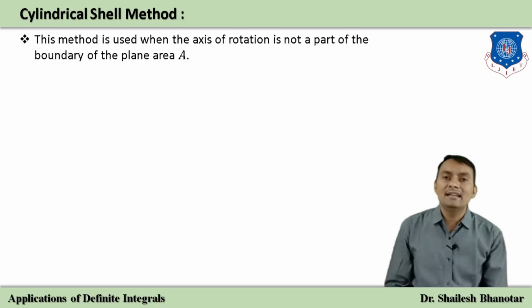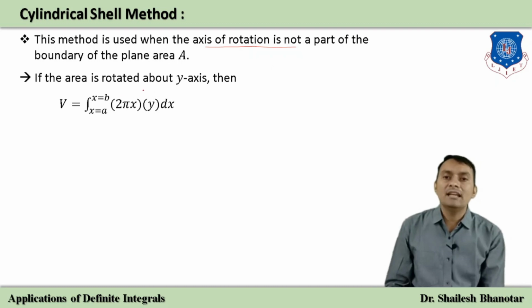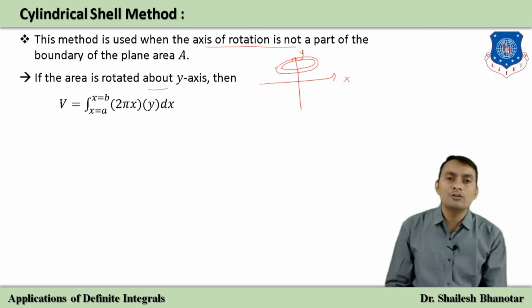Now we have the cylindrical shell method, and this method is used when the axis of rotation is not a part of the boundary of the plane curve area A. So in that case, if the area is rotated about the y-axis, then what will the volume be? Just think about that. This is our x-axis and this is our y-axis. This curve is not a part of this y-axis. So in that case, just try to understand this for simplicity.